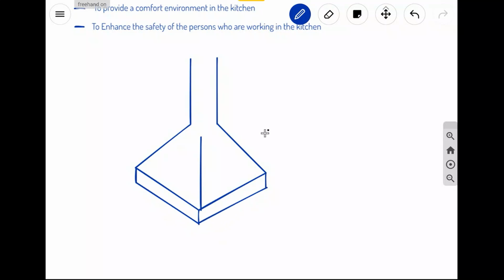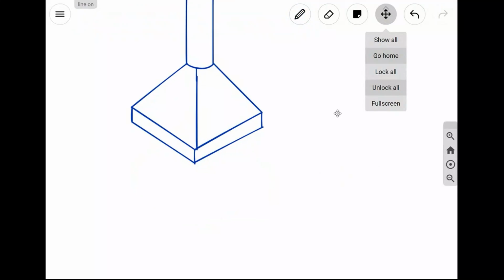So this is called kitchen hood. Generally we call it a chimney, right? So this is kitchen hood. Here we need to design this kitchen hood. Kitchen hood is also called a canopy. The kitchen hoods are divided into two types.